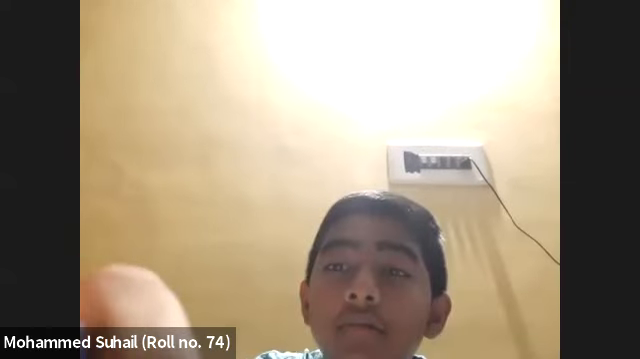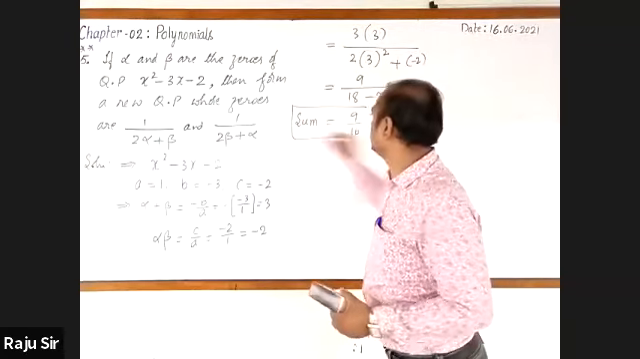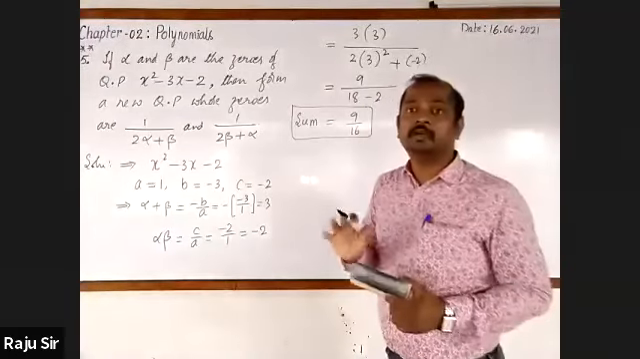9 by 16, sir. 9 by 16, very good. It is the product, sorry, sum of new zeros. Sum of new zeros. Product is 1 by 16, sir.